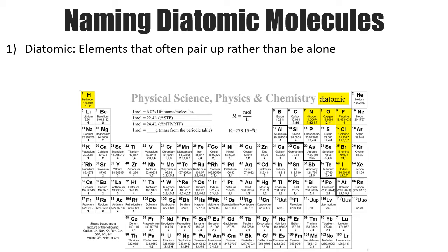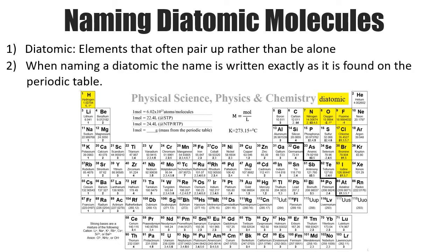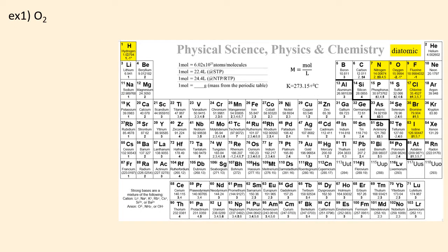When naming a diatomic, the name is written exactly as it is found on the periodic table. Our first example is O2. When we look up O on the periodic table, we see it's been highlighted, and since it's a diatomic, I call it just oxygen. You're probably familiar with this because in biology at some point, you've heard someone say that we breathe in oxygen, which is O2. If we see the formula O2, we write just oxygen.